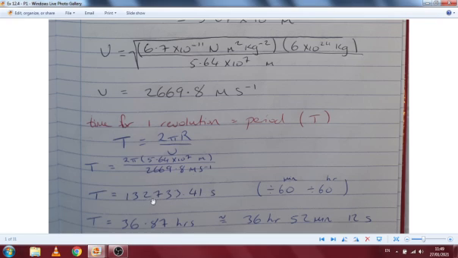What is it? 132,733.41 seconds. We can then convert that into hours. So it's 36.87 hours. You divide it by 60 to get minutes, and divide it by 60 to get hours. And then I converted it into hours, minutes, and seconds. But even that took a bit of rounding off. So this answer here would be okay, 36.87 hours. So that would be more than a day for it to do its period.